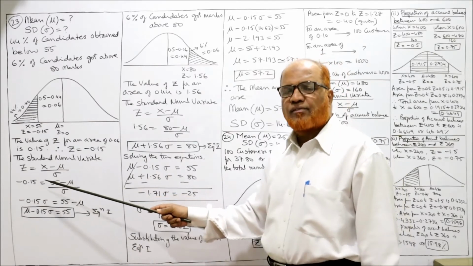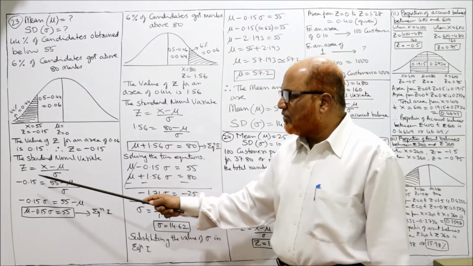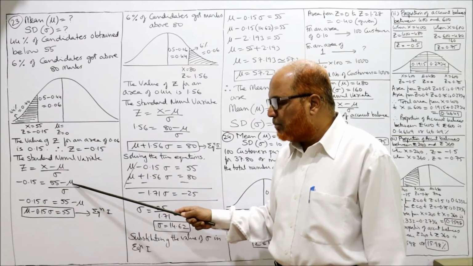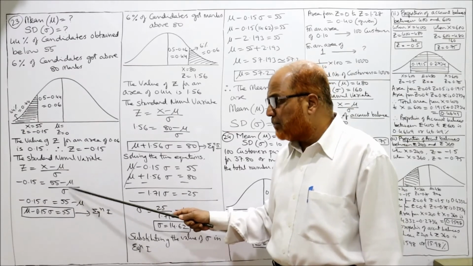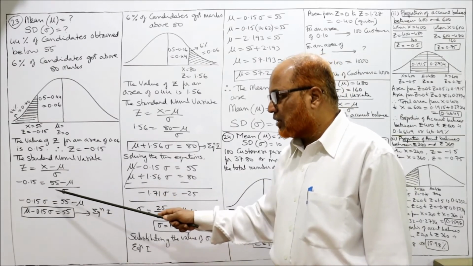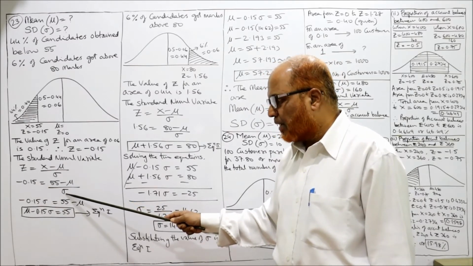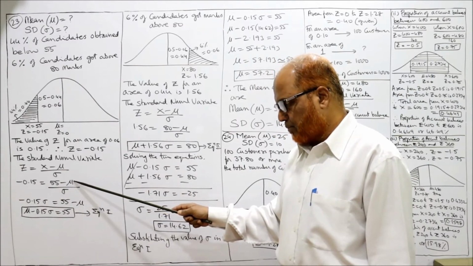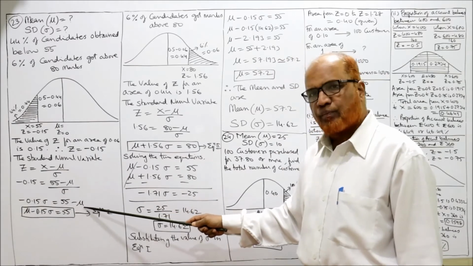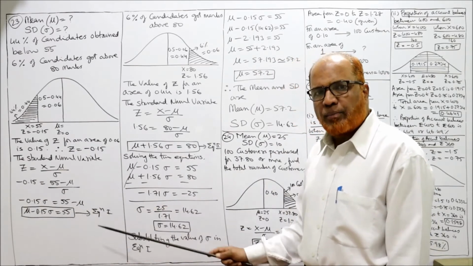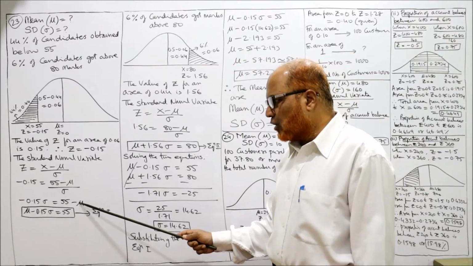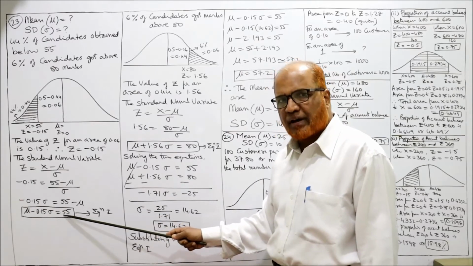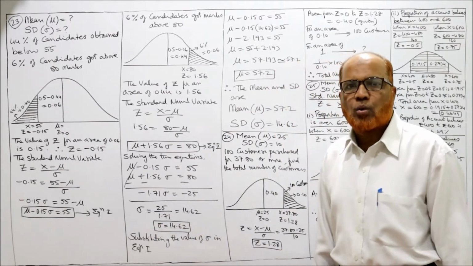Now the standard normal variate formula is Z is equal to x minus mu by sigma. Z value we got is minus 0.15, and x value we have is 55. But mu and sigma we don't have. Now we make a cross multiplication. Minus 0.15 sigma is equal to 55 minus mu. Now bring the mu to the LHS. The mu is on the RHS, so bringing it to the LHS, minus mu becomes plus mu. So mu minus 0.15 sigma is equal to 55. We treat this as equation 1.